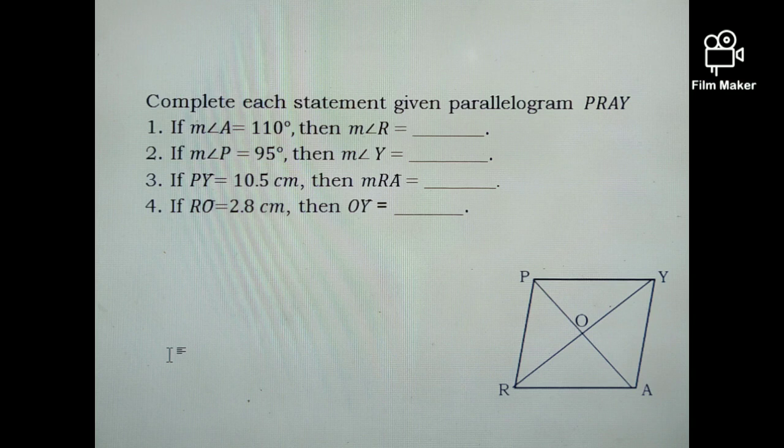Okay? So ito yung mga sasagutan nating problems. Number 1, if the measure of angle A is equal to 110 degrees, then the measure of angle R is equal to blank. Number 2, if the measure of angle P is equal to 95, then the measure of angle Y is equal to blank. Number 3, if PY is equal to 10.5 centimeters, then the measure of RA is equal to blank. And number 4, if RO is equal to 2.8 centimeters, then OY is equal to blank.